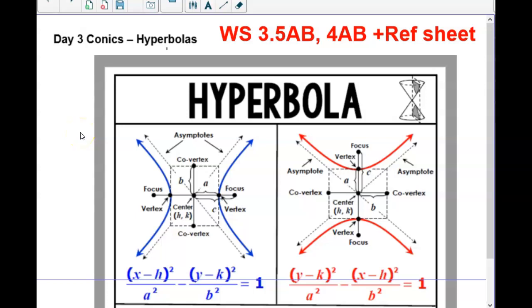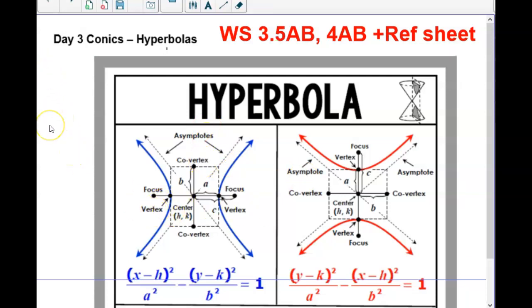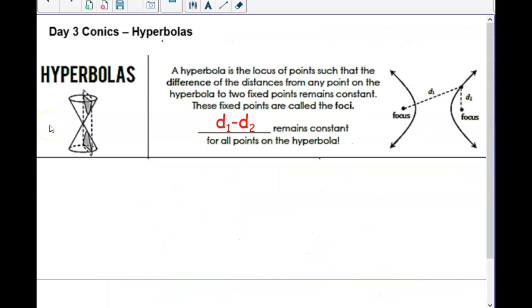So hyperbolas are these wedges of the cone where we cut perpendicular to the base, so we get two little U shapes here, top and bottom, or sometimes in our class they're going to go side to side. You can fill this in at the top of the page.